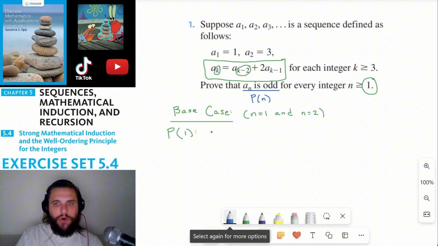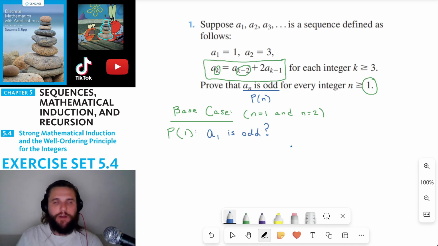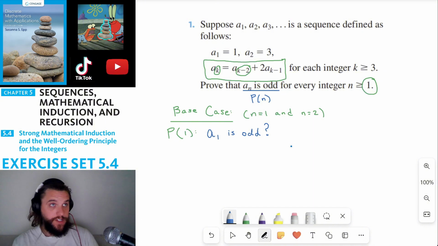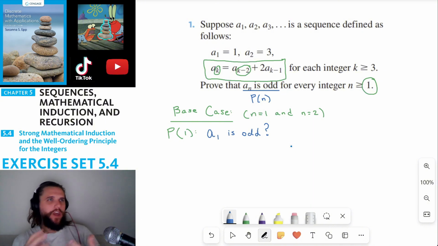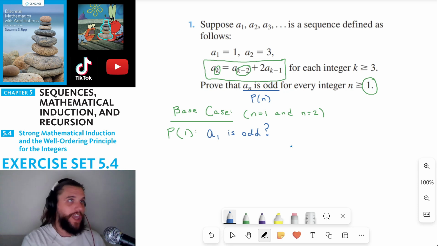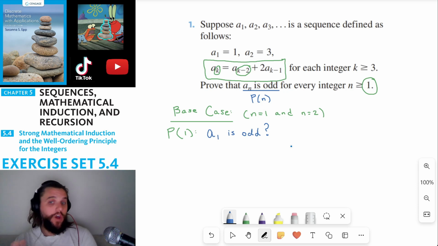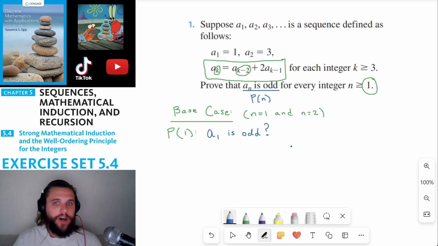We want to show specifically that a sub 1 is odd. Now, I'm going to put a question mark here because we want to prove this to be true. We don't want to assert this to be true. So by putting a question mark there, I'm not asserting any truth values here. I'm just wondering if a sub 1 is odd. Well, we know that a sub 1 equals 1. That's given to us here. And 1 is odd.